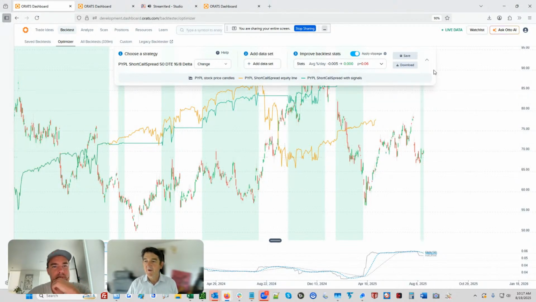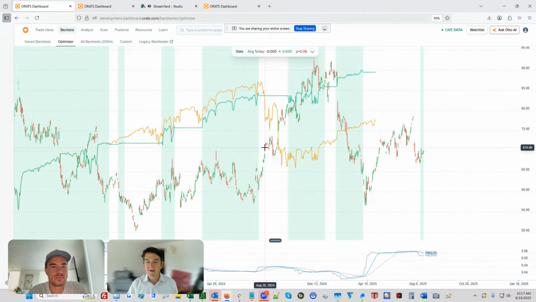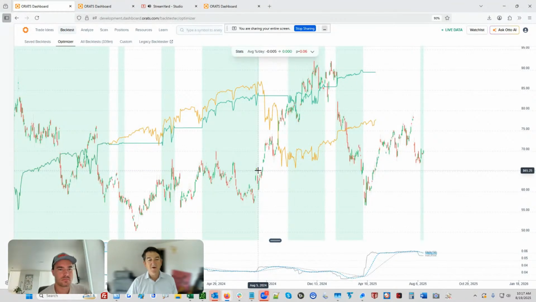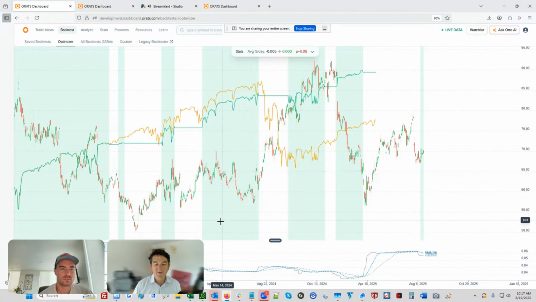A neat thing to do is you could minimize this and say, okay, the green one is what we're going to get, and the gold or orange one is what you'd get if you're in all the time. So this is saying, wait a second, when the vol starts spiking, that's when you actually want a low vol to get into this particular trade. Yeah, very interesting.